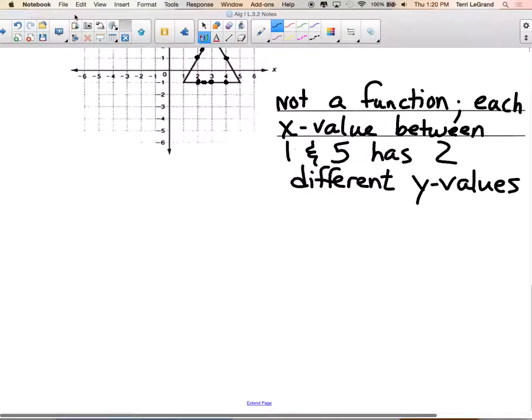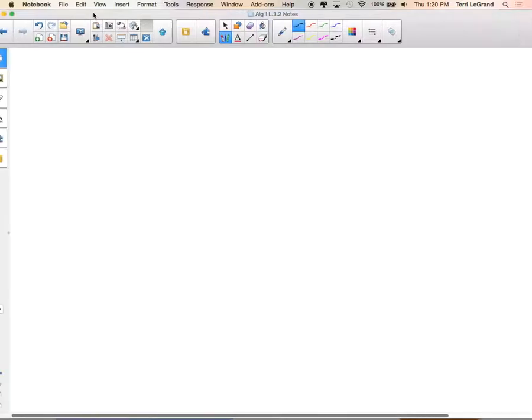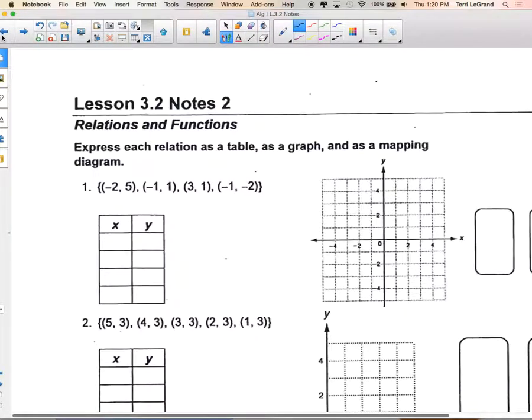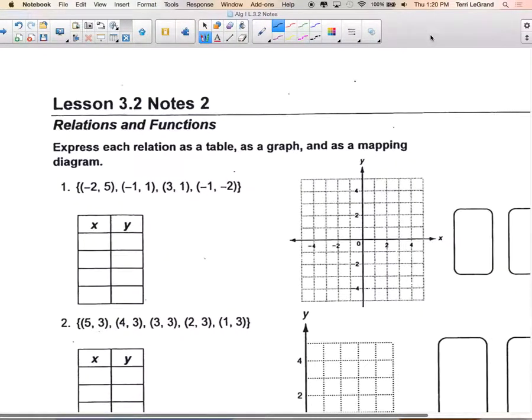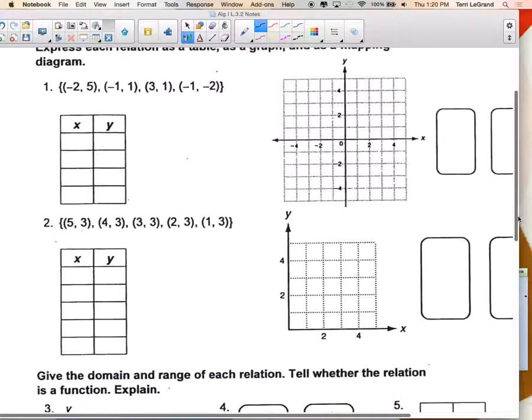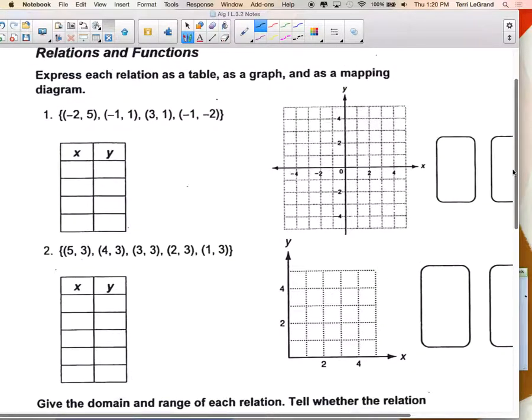I'm going to go to that last page. It went too far, we'll go back. Okay, express each relation as a table, as a graph, as a mapping diagram. And we're going to do it the way we talked about on the first page, least to greatest. But hear me carefully on tables. In tables, it's the x value that gets written from least to greatest. So the smallest x value is -2. The next smallest x value is -1. Oh, there's 2 ordered pairs that have a -1.